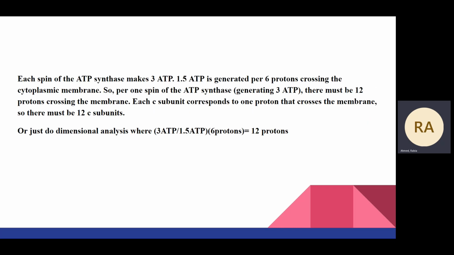So this is just like the first one. So each spin of the ATP synthase makes 3 ATP. 1.5 ATP is generated per 6 protons crossing the cytoplasmic membrane. So per 1 spin of the ATP synthase generating 3 ATP, there must be 12 protons crossing the membrane. Each C subunit corresponds to 1 proton that crosses the membrane, so there must be 12 carbon subunits. So in other words, just to make it more simple, I just added dimensional analysis. You just do 3 ATP over 1.5 ATP times 6, and you get 12 protons. So pretty straightforward.